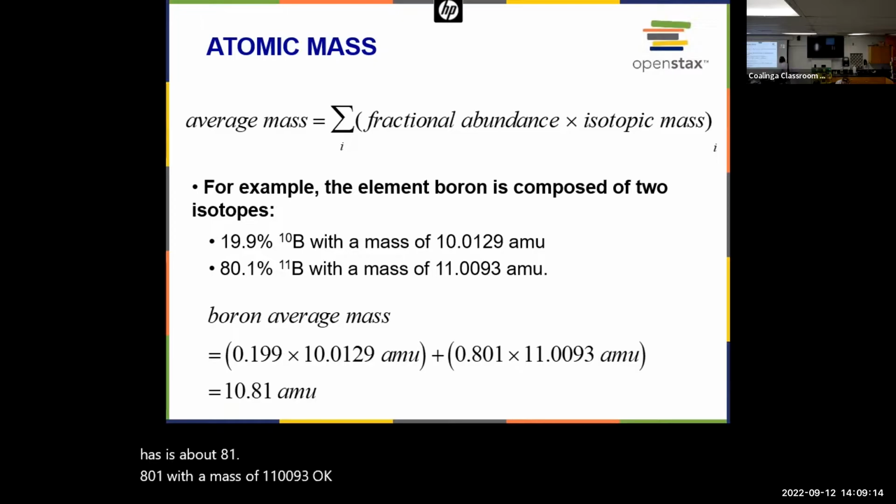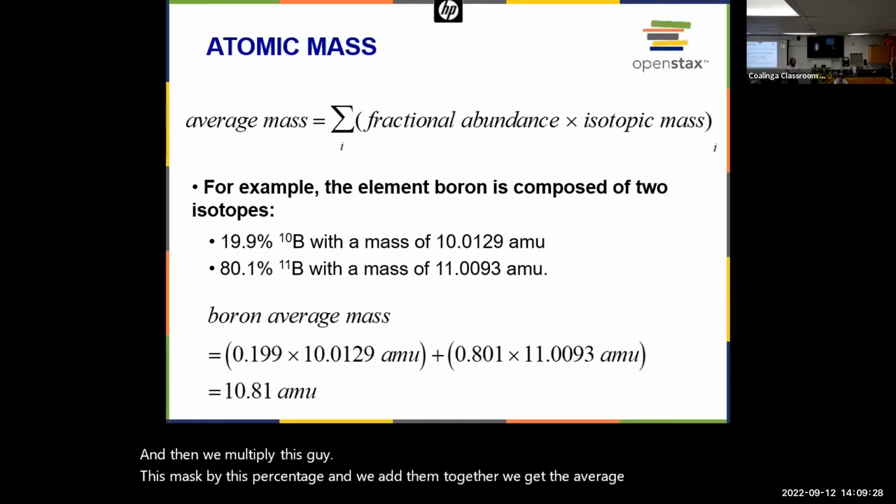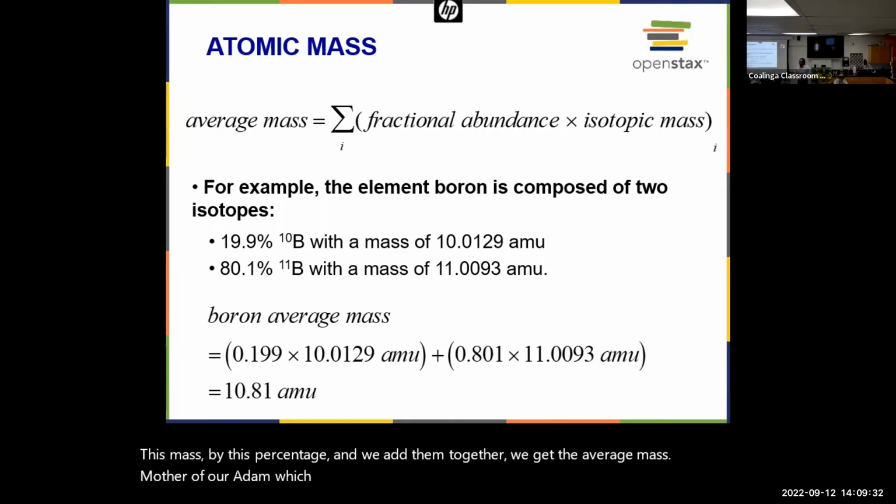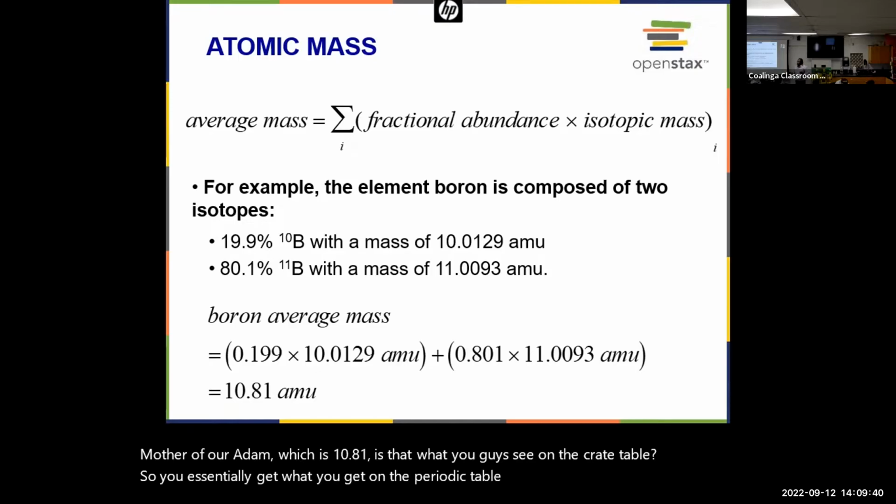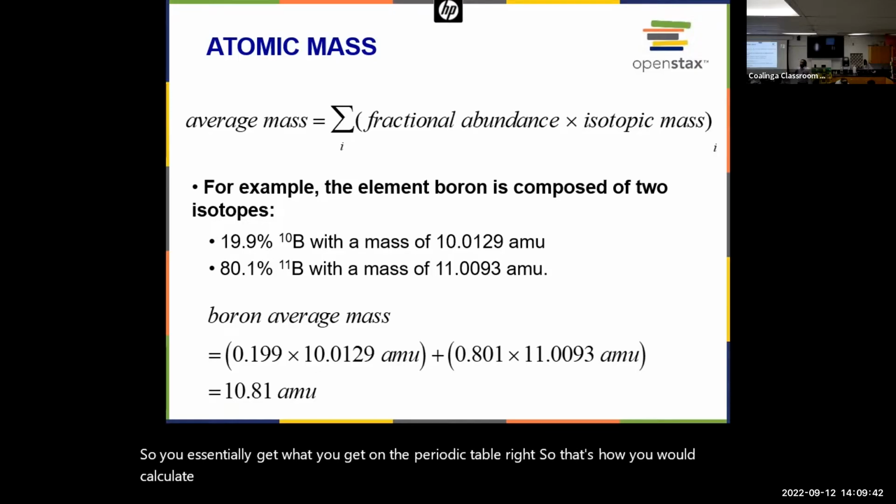So if we multiply this by that percentage, and then we multiply this mass by this percentage, and we add them together, we get the average mass of our atom, which is 10.81. Is that what you see on the periodic table? Yes. So you essentially get what you get on the periodic table, right? That's how we calculate it.